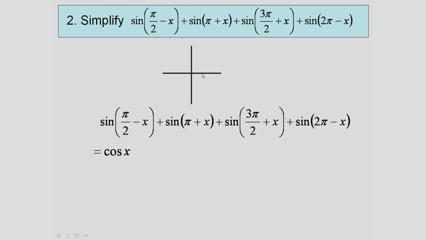So in standard position, pi would take us all the way around to this point, but we want a little bit more than pi. We want pi plus x. So we're going to go all the way around to pi plus a little bit more. How much more? Whatever x is. So that gives us a terminal arm in quadrant number 3. Now, I'm making a big assumption here, that x is acute.